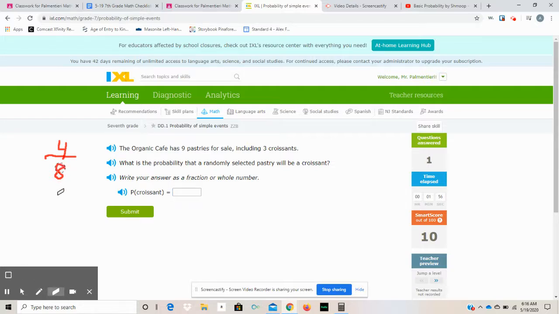Okay, so now, my next one, it says the Organic Cafe has 9 pastries for sale, including 3 croissants. Now, what is the probability that a randomly selected pastry will be a croissant? Write your answer as a fraction or whole number. So again, you're going to put the total number of what they have. So they have 9 total pastries. That goes on the bottom. 3 would go on top. So there you go. Your probability would be 3 out of 9 for choosing a croissant.